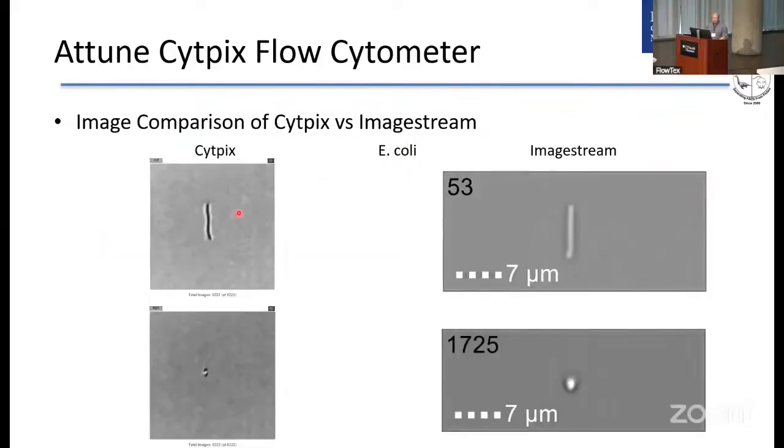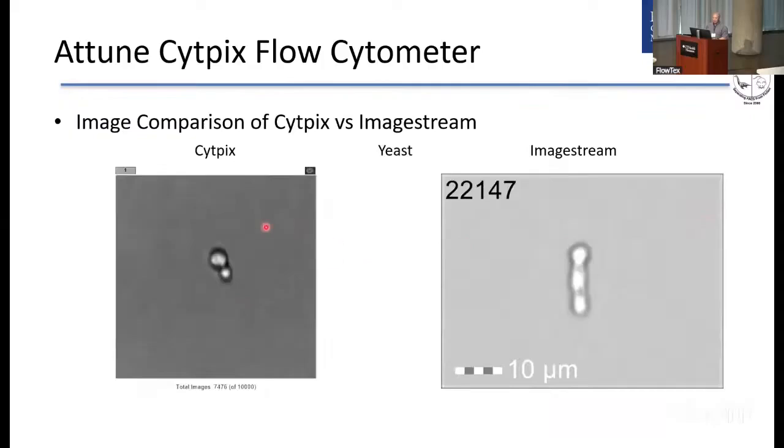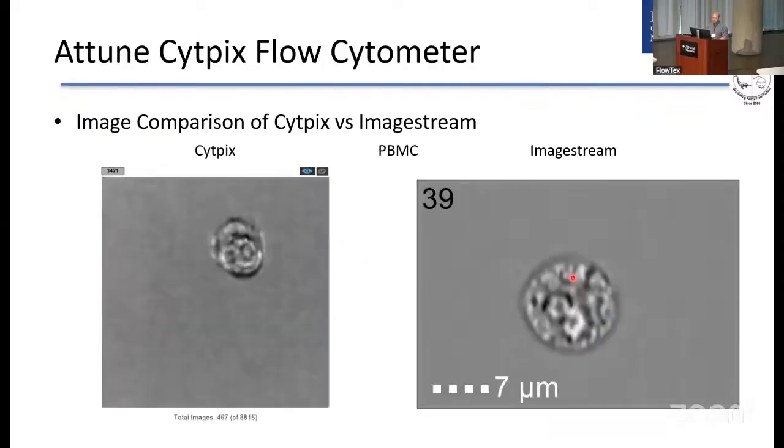Here's an example of E. coli on the Cypix and E. coli on the ImageStream. Again, very comparable. Some yeast and a PBMC. So you can see the bright field imaging quality on the Cypix is pretty darn impressive, in my opinion, considering how fast you're running.